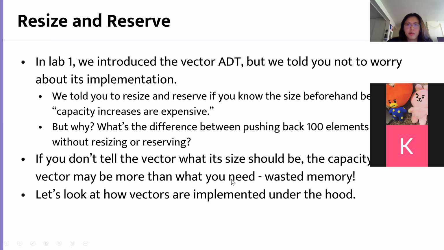And so before, when we introduced the vector, we told you not to worry about its implementation, but we told you to use resize and reserve, because if you don't, capacity increases are expensive, is pretty much what we said. So we want to backtrack to what we were saying earlier and tell you why it's important to use resize and reserve. Pretty much if you don't tell the vector what size it should be, the capacity of your vector may be way, way more than what you need, and that's a lot of memory wasted.